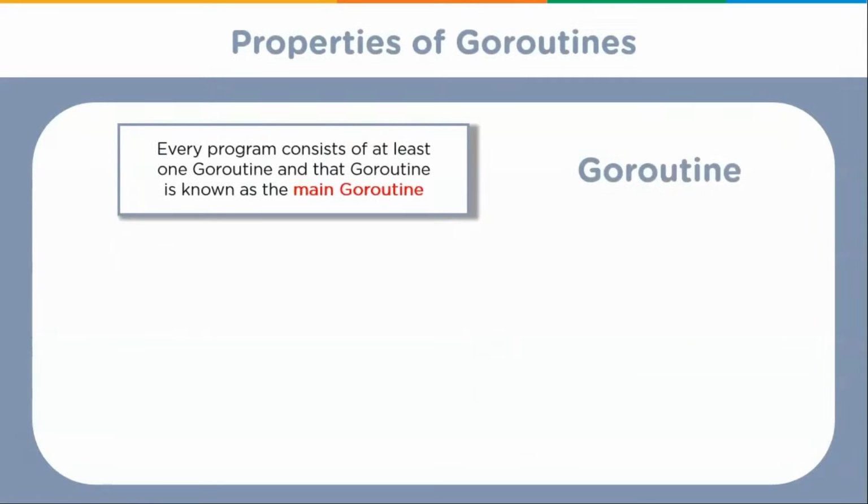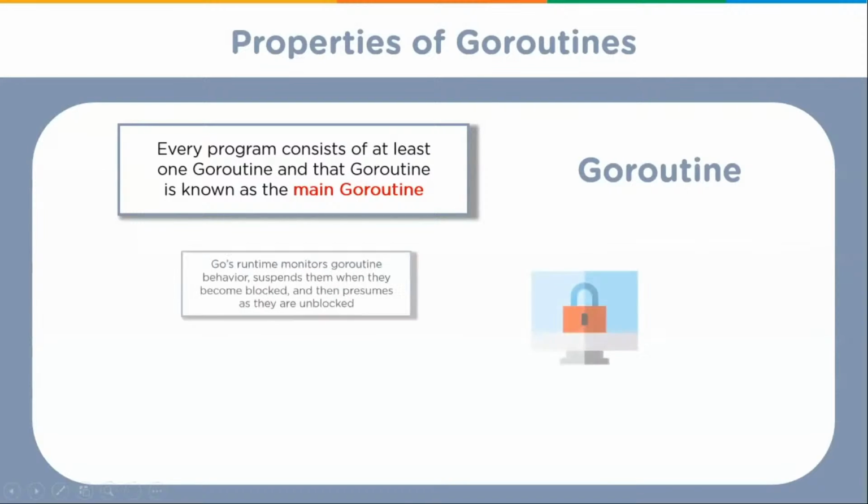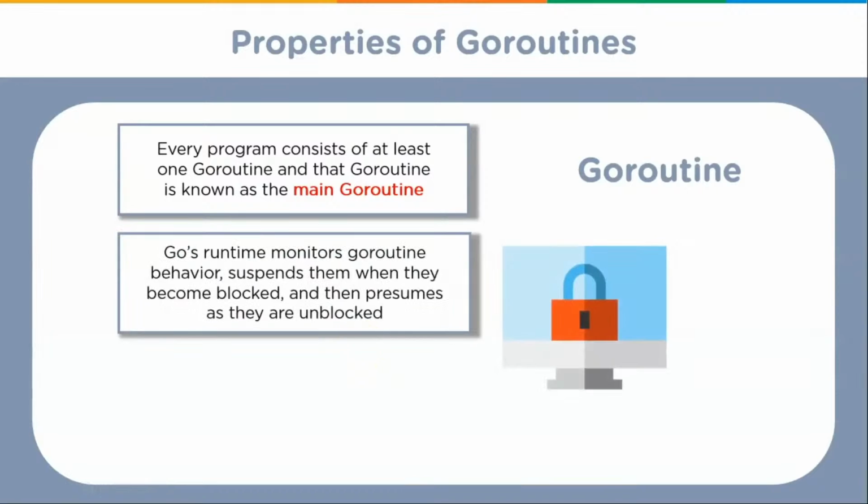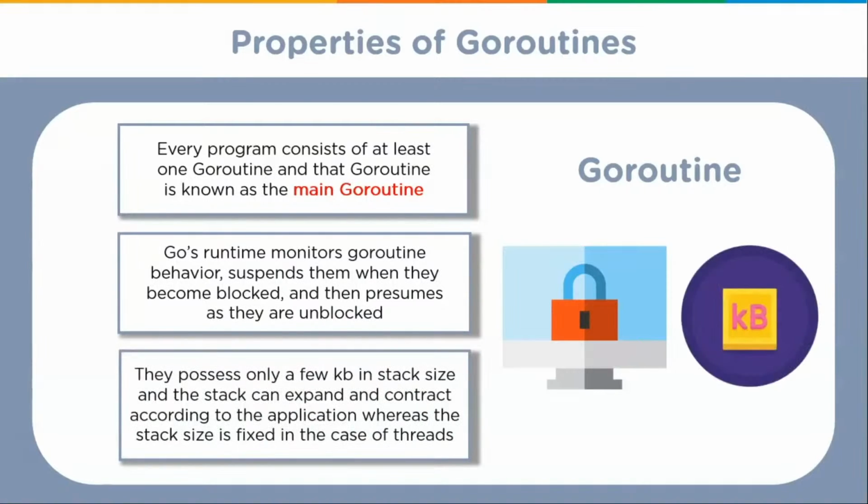Every program consists of at least one goroutine, and that goroutine is known as the main goroutine. Goroutines are deeply integrated with Go's runtime. Go's runtime monitors goroutine behavior, suspends them when they become blocked, and then resumes them as they are unblocked. Goroutines are inexpensive compared to threads. They possess only a few KB in stack size, and the stack can expand and contract according to the application, whereas the stack size is fixed in the case of threads.